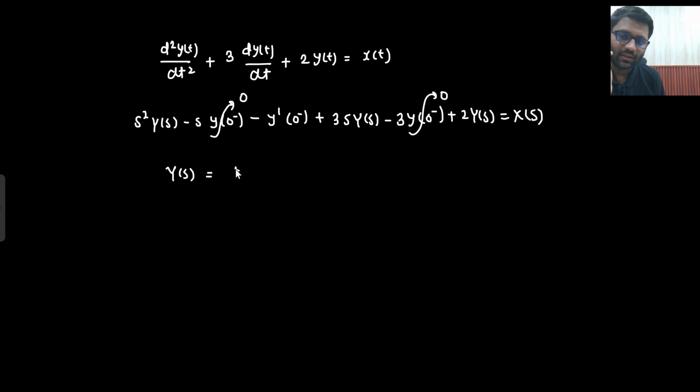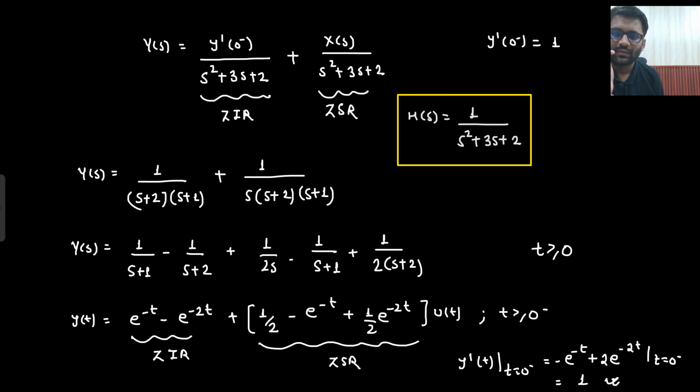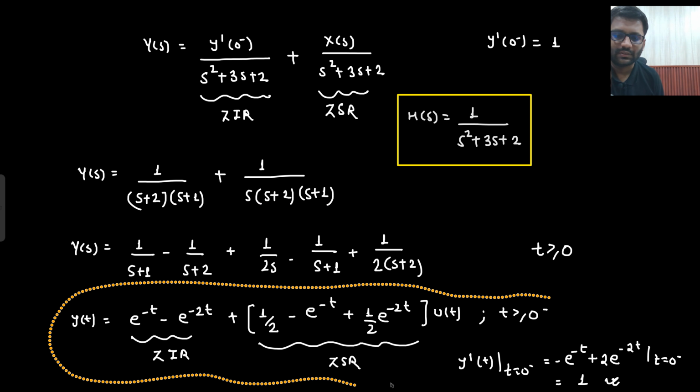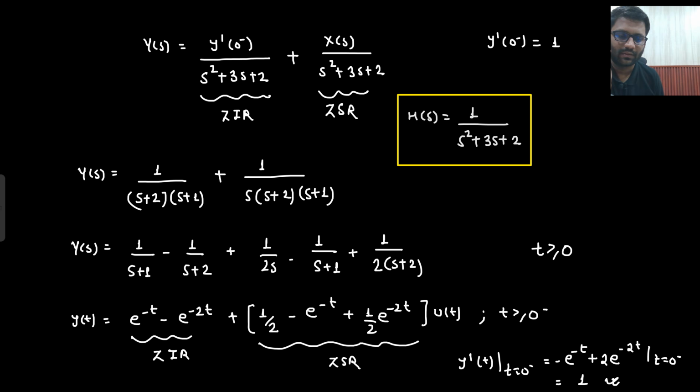That would be y dash (0 minus) divided by s square plus 3s plus 2, plus X(s) divided by s square plus 3s plus 2. So from here you would be getting y(t), and that we have already seen. This is the y(t) which we have already seen. This answer you will be getting.